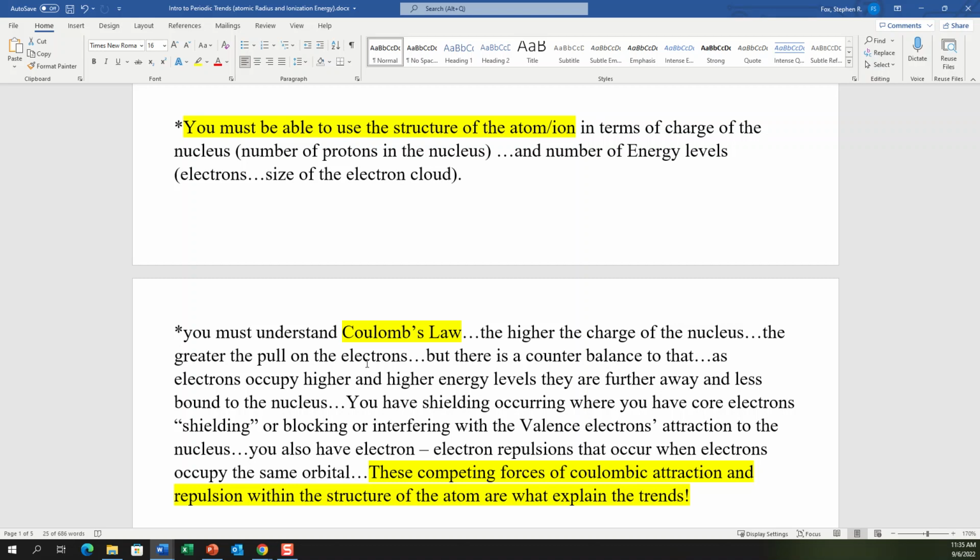So it's the valence shell and its attraction to the nucleus versus its repulsion or shielding from the core electrons that end up setting the radius. So you have this balancing act between attraction to the nucleus and repulsion from electrons within the same orbital versus electrons that are closer to the nucleus than further away.